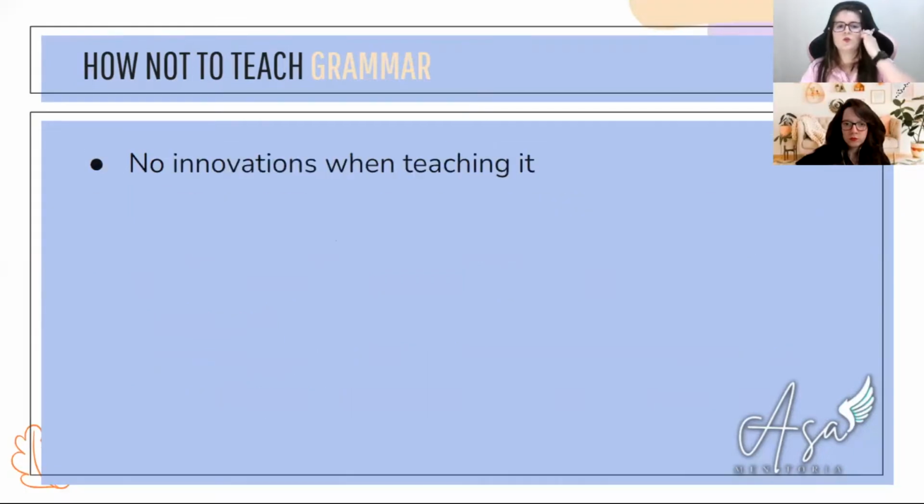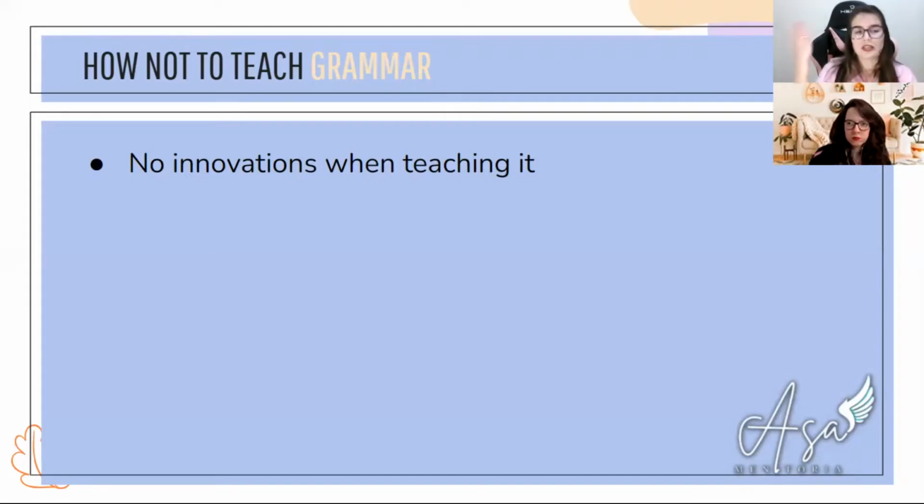All right, so another problem, another way not to teach grammar, is with no innovations when teaching it. This is also something we mentioned in our first live broadcast. We should always keep trying to bring different things. I mean, of course, there will be some methods or approaches you will be more familiarized with because of your own style. And it also depends on your students, right?